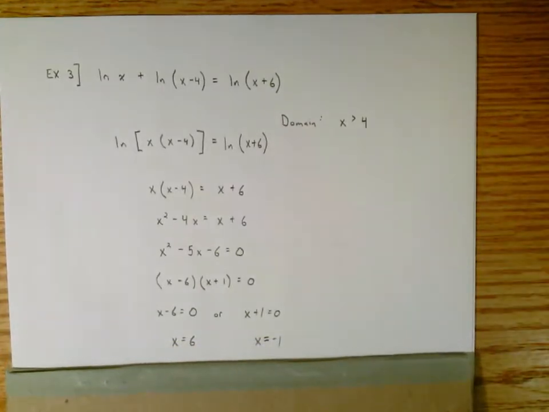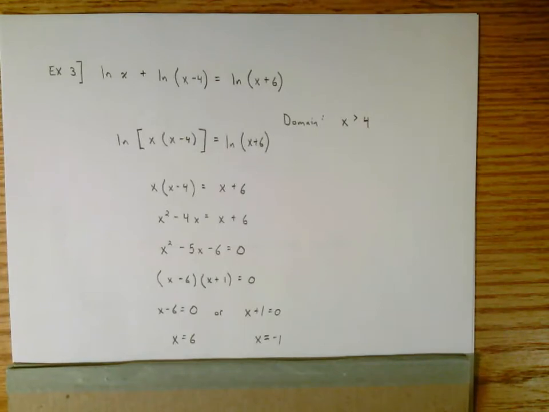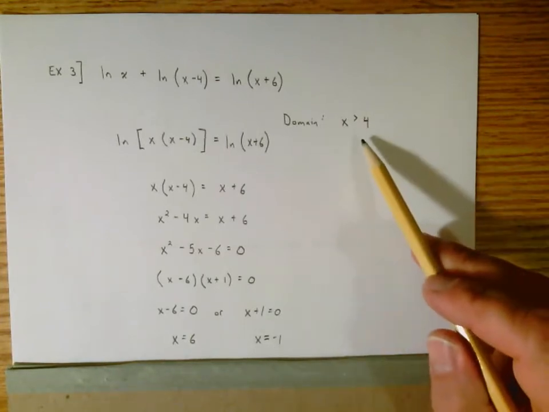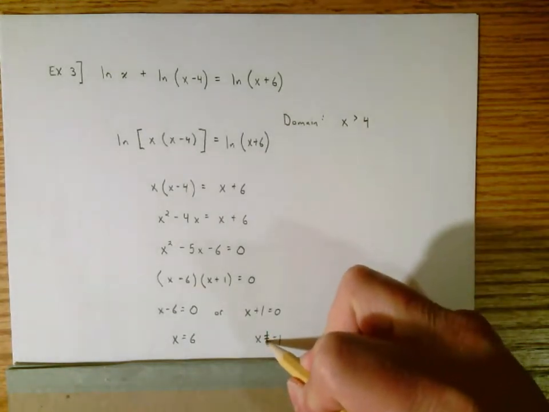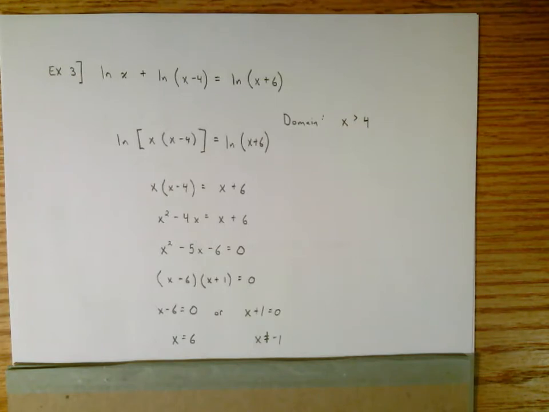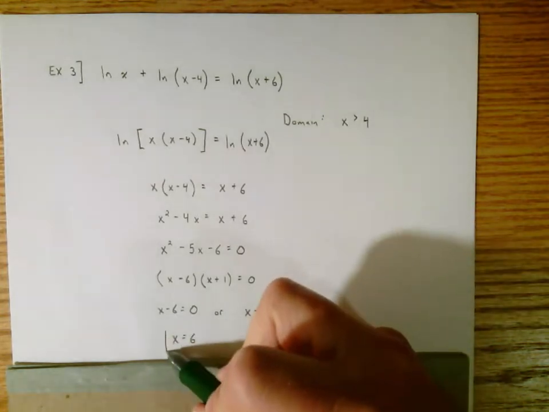So here I end up with solutions x equals 6 and x equals negative 1. So x equals negative 1 is not in the domain that we mentioned earlier, so I'm going to cross that out. X equals 6 is in my domain, and if you guys check that algebraically, you will see that it is a solution to this equation.